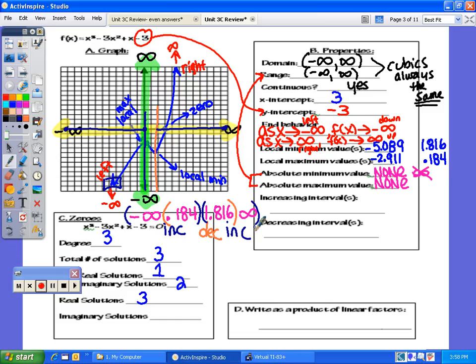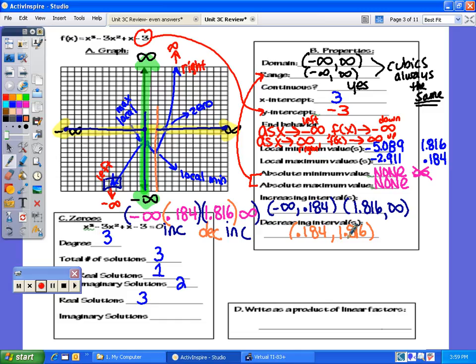Alright, so now let's write out my increasing interval. From negative infinity to 0.184 and 1.816 to infinity. My decreasing interval are those two, and that goes from 0.184 to 1.816. Notice that they alternate.